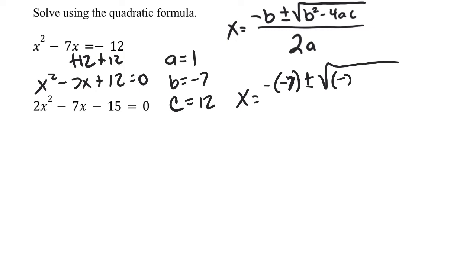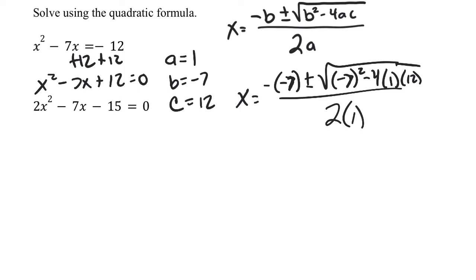Sorry. Negative 7 squared minus 4 times A times C, all over 2 times my A value, which is 1. Alright, so whenever I go through and do this part, negative 7 is positive 7, plus or minus the square root of negative 7 squared, which is 49, minus 4 times 1 times 12, which is 48.